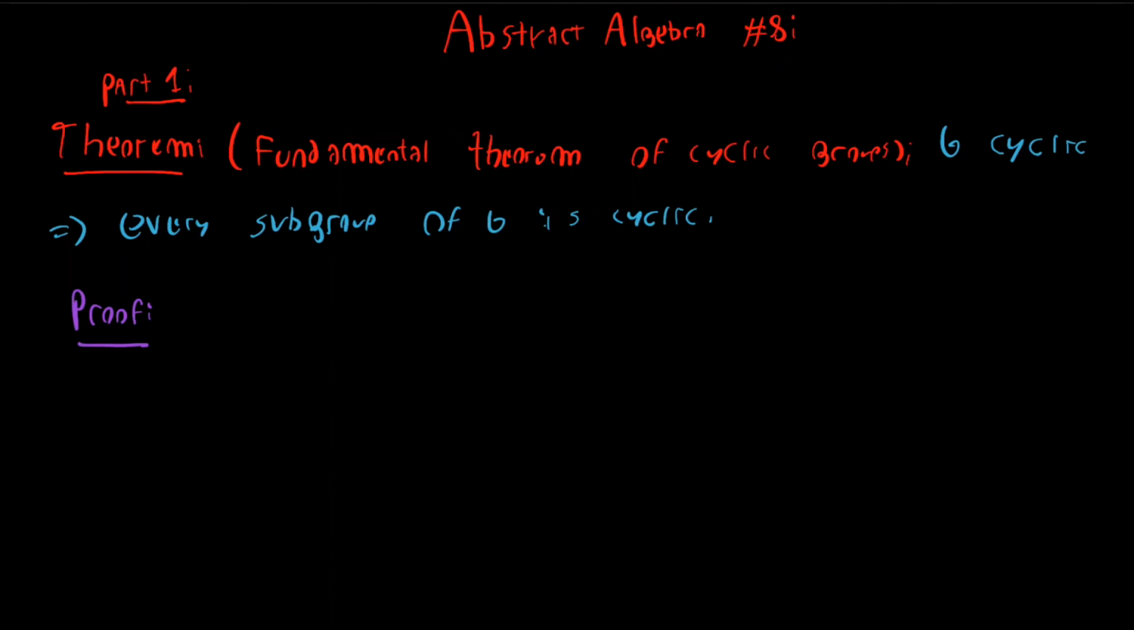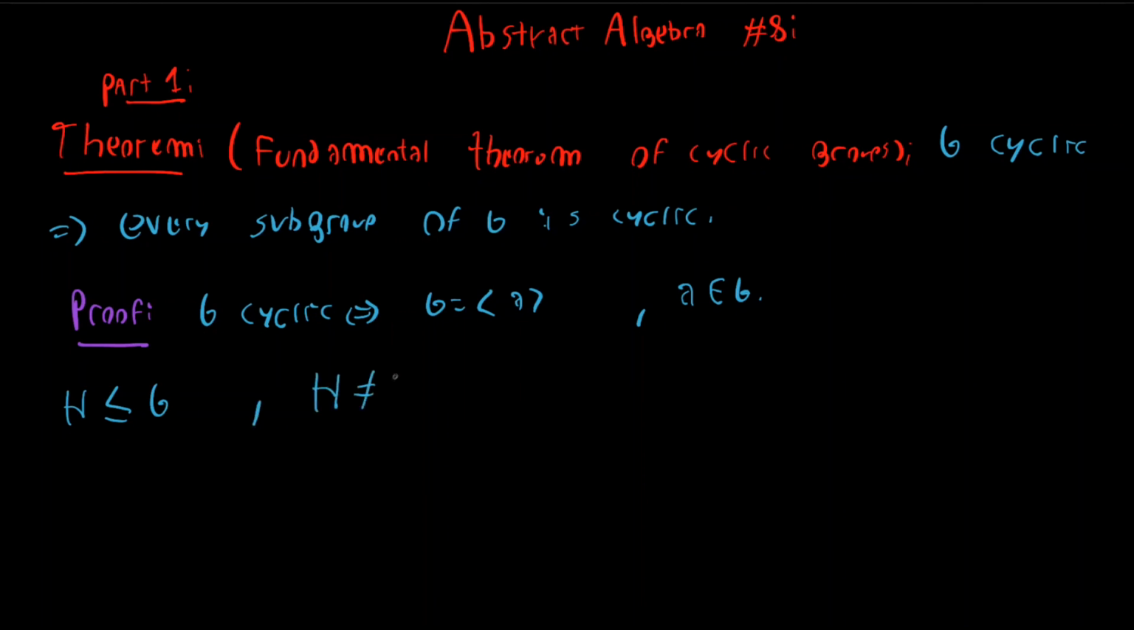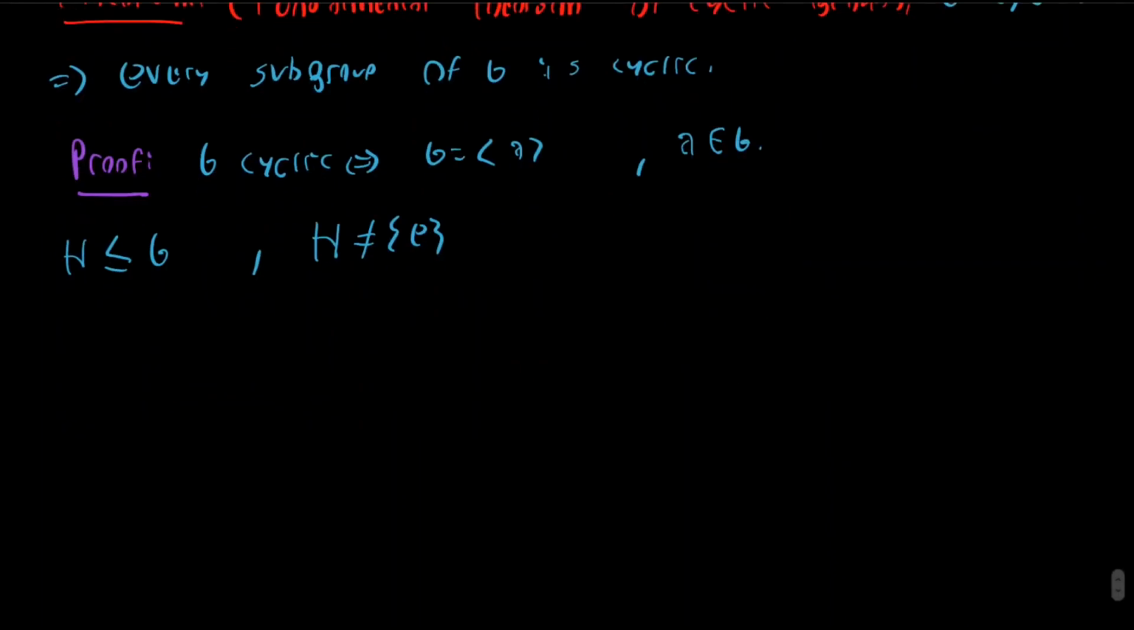So we just suppose that G is cyclic. In other words, G cyclic is the same thing as saying that G can be written as the cyclic subgroup generated by a, where a is one of its elements. Now let's suppose H is a subgroup of G, and here we're going to suppose that H is not equal to the trivial subgroup, because in the case in which H is the trivial subgroup, then H is trivially cyclic. So we're going to exclude this possibility.